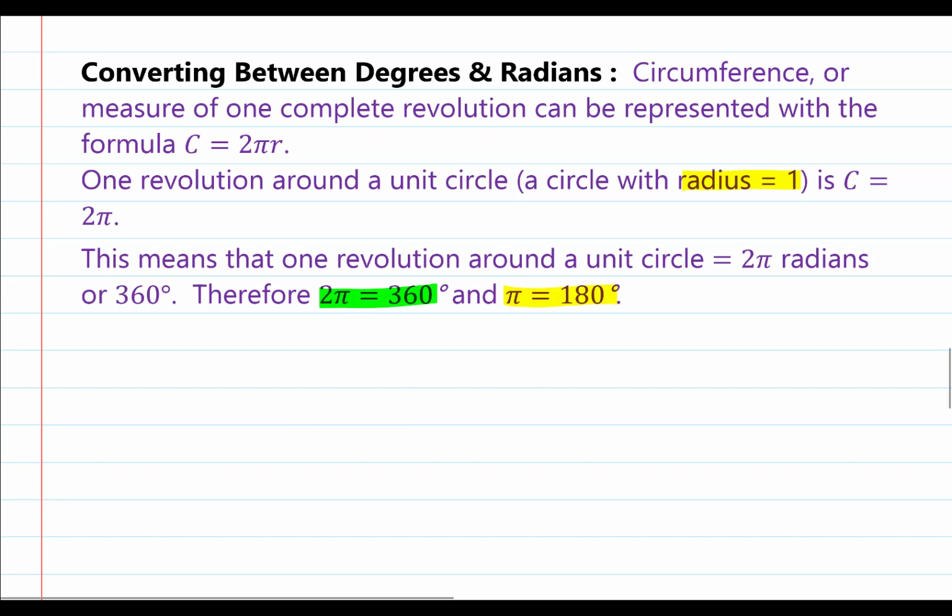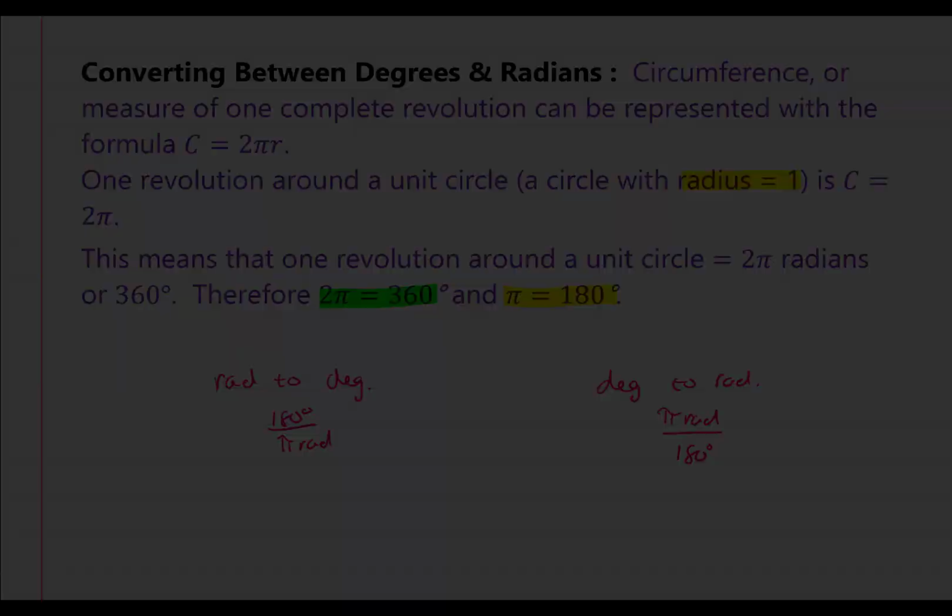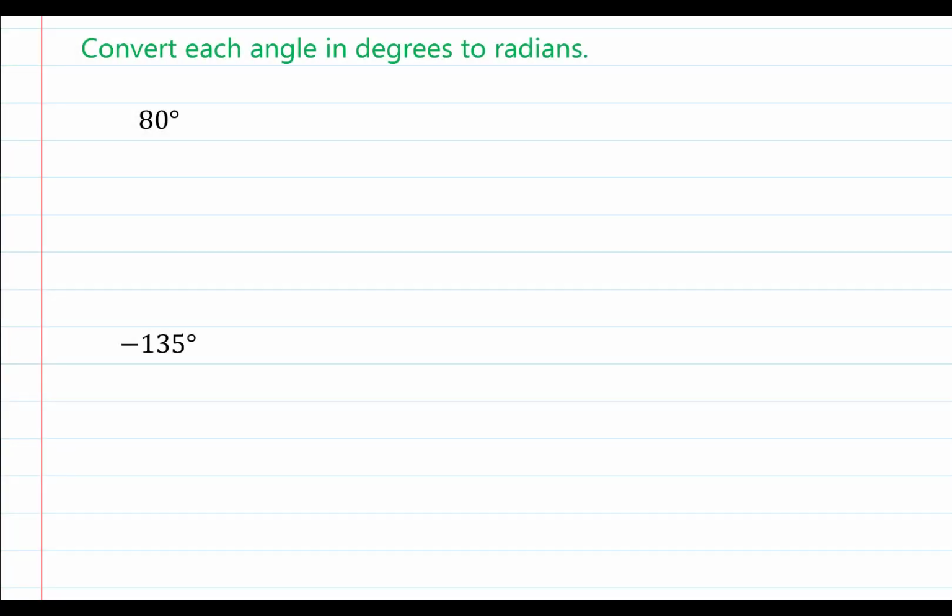So if we were wanting to convert from radians to degrees, we would multiply the angle by 180 degrees over pi radians, and that would be the identity ratio we would use. If we wanted to convert from degrees to radians, we would then use the identity ratio pi radians over 180 degrees. We can now use that information in order to convert angles from degrees to radians.